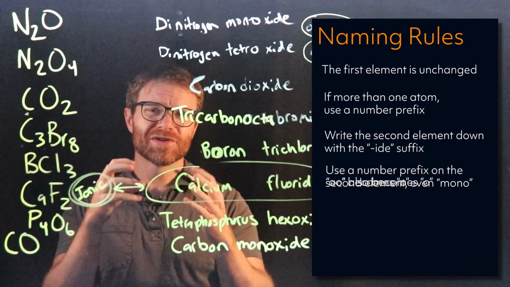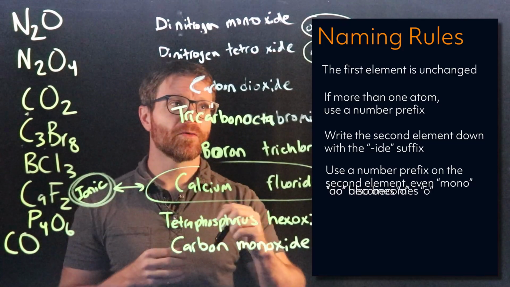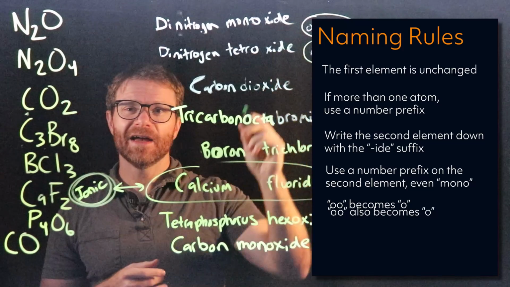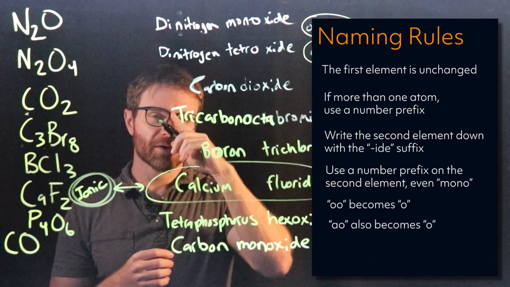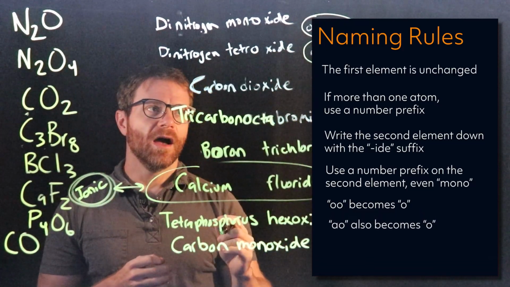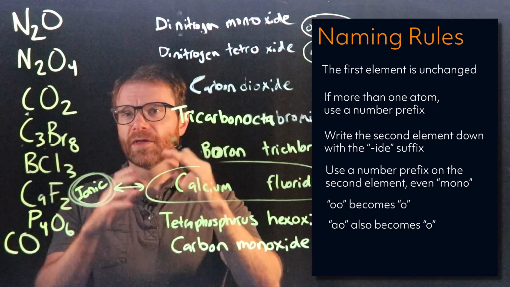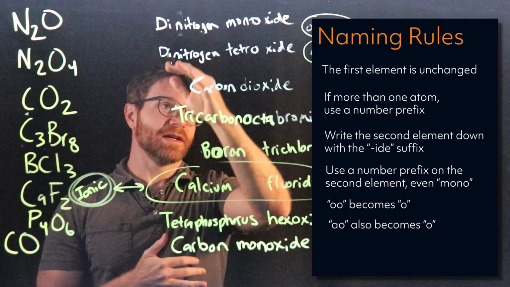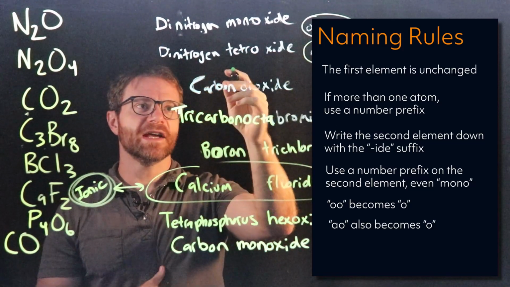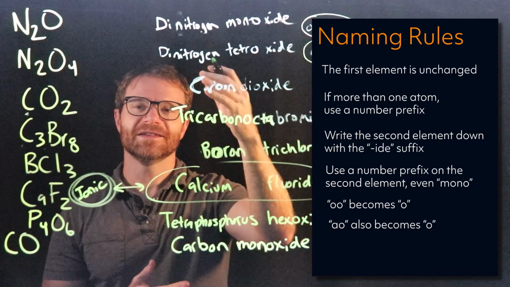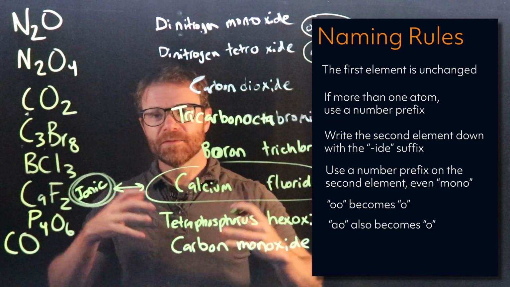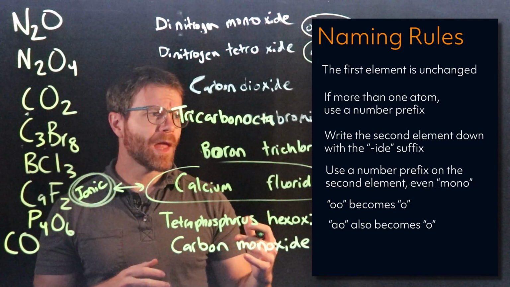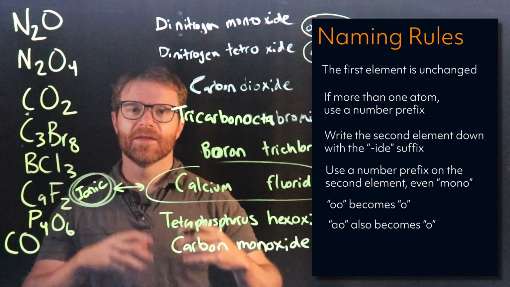If you end up with a bunch of vowels stuck together that sound awkward, like monooxide or tetraoxide, we tend to remove one of those vowels so that we just have an O left over. So dinitrogen monooxide becomes dinitrogen monoxide, and dinitrogen tetraoxide just becomes dinitrogen tetroxide. Okay, those are your naming rules for covalent compounds. They're pretty simple. I think the more you practice it, the better you'll be at it.